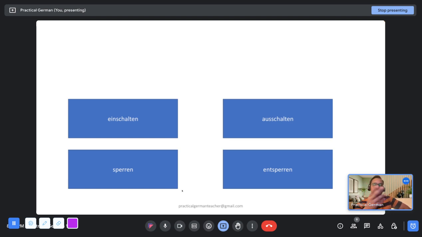Because when I get that file, before I can read it, ich muss die Datei entsperren. Okay, ich muss die Datei entsperren. So what do you think entsperren means? Unlock. Okay, yeah, sperren, entsperren. This is how, when you learn a verb, learn the antonym as well.